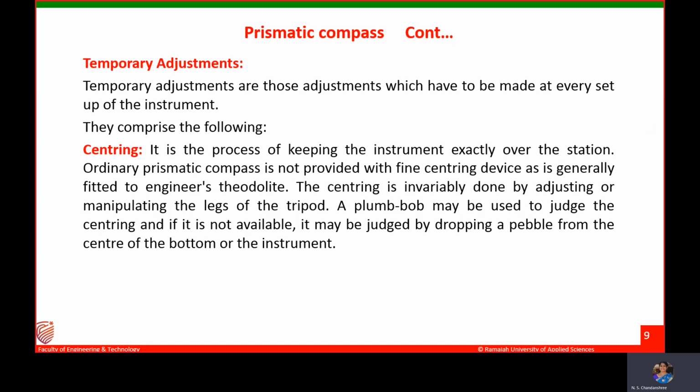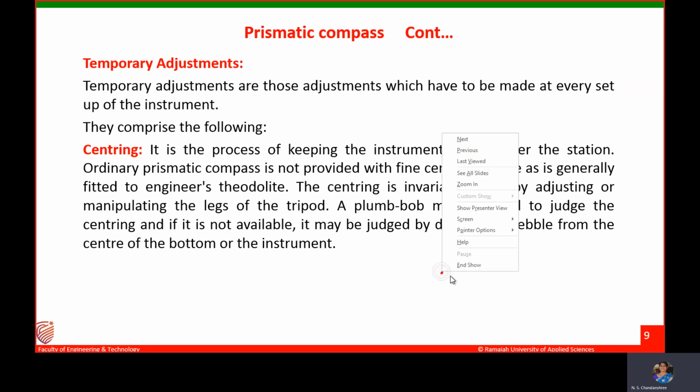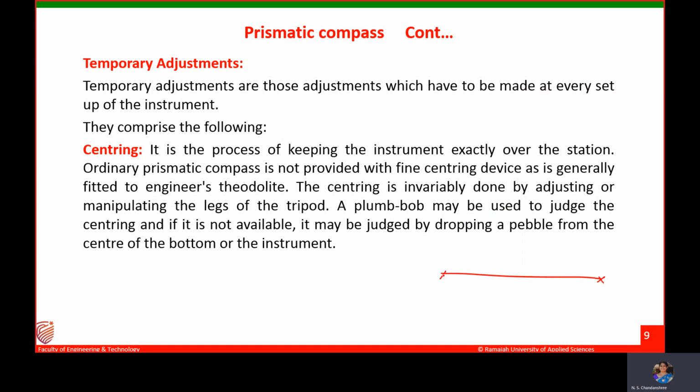Now there are certain temporary adjustments which we have to do for a prismatic compass. The first one is centering. Centering means we have to set up a station. If we fix the points A and B, and the bearing of the line AB has to be measured, then the instrument has to be fixed exactly on top of point A to take the accurate reading. So centering is very important.